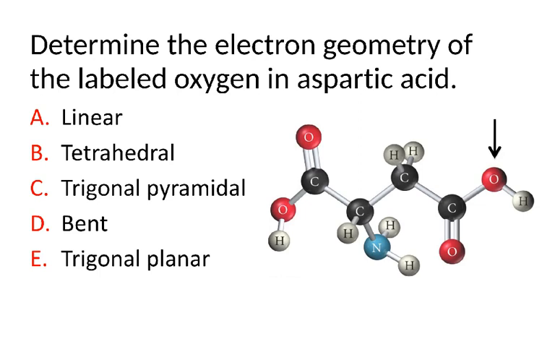One more multiple choice question for you. Determine the electron geometry of the labeled oxygen in aspartic acid. So our oxygen there, you would have to recognize that it has 2 lone pairs on it, which means that it is tetrahedral bent. And in this case, just bent is going to be the answer. We don't always put the tetrahedral or trigonal planar in front of bent, so just a bent structure.